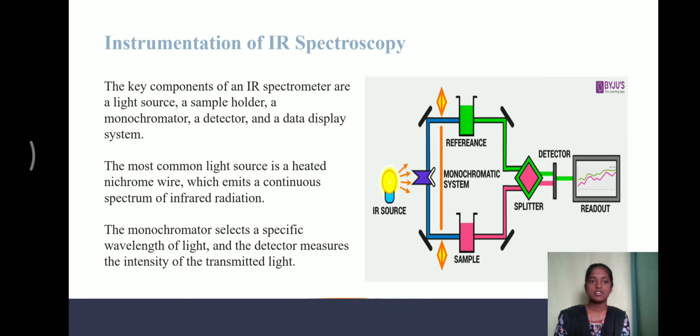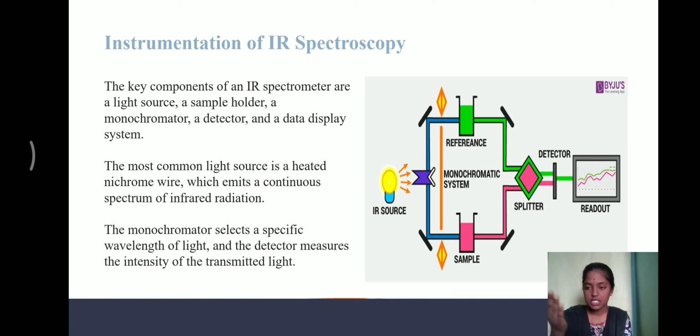Next, instrumentation of IR spectroscopy. The key components of an IR spectrometer are a light source, a sample holder, a monochromator, a detector, and a data display system. The most common light source is a heated nichrome wire, which emits a continuous spectrum of infrared radiation. The monochromator selects a specific wavelength of light, and the detector measures the intensity of the transmitted light.